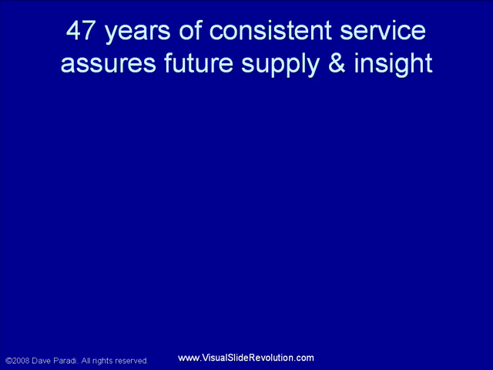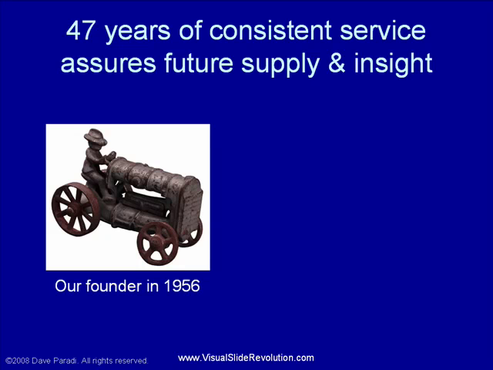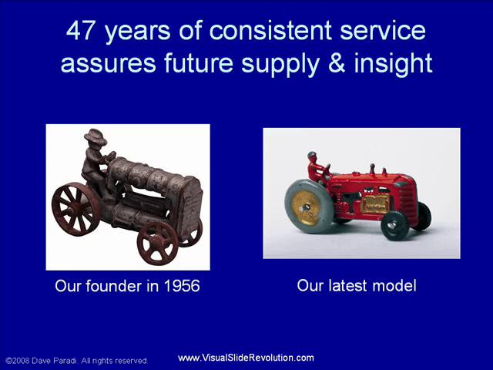You know, we've been in business for 47 years, and that's important to you because that experience says that you're going to get consistent service and assures you that the supply is going to be there and the insight that you need to continuously improve. For example, here's the first model that our founder brought out in 1956. And it met the needs at the time, but needs change, as you know. Our latest model clearly demonstrates our evolution. All of our customers benefit from the constant work that we're doing and have done over the years to be continuously improving what we deliver to you.